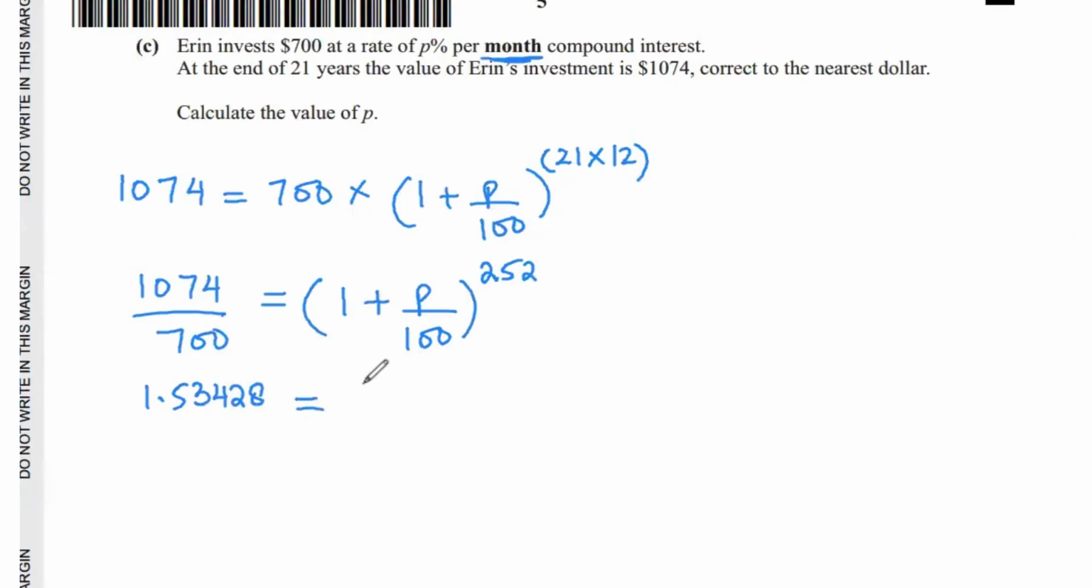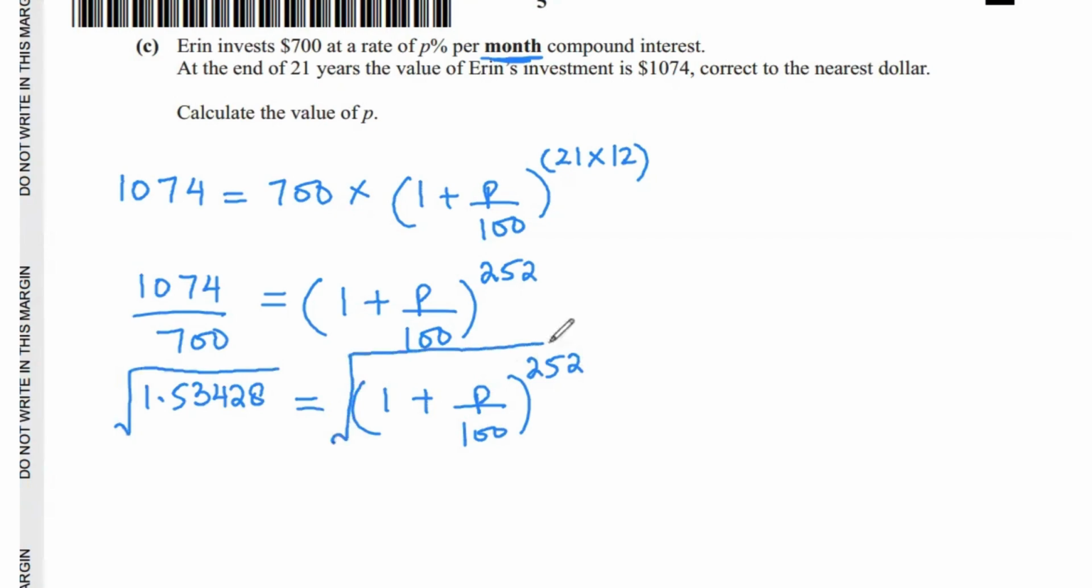So this equals 1.5348 equals 1 plus P over 100 whole power 252. Now to get rid of the 252 over here, we're going to find the 252nd root of 1.5348. So this will be raised to the power of 1 over 252, which is equal to 1.0017, and this will become 1 plus P over 100.